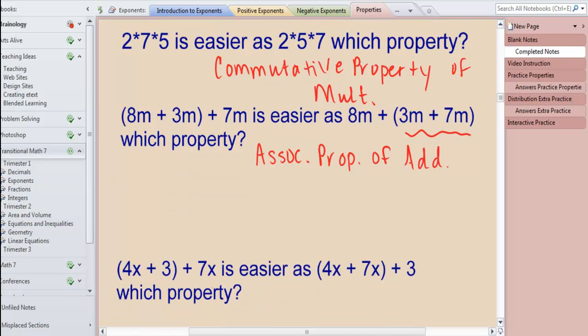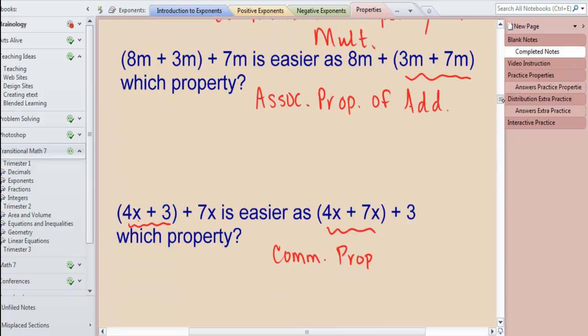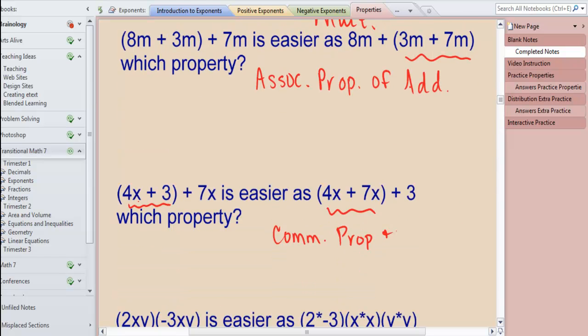4x plus 3 plus 7x is easier as 4x plus 7x plus 3, so that we can add our like terms. So did the order change? 4x, 3, 7x, 4x, 7x, 3. Yes, the order changed. So what property is that? Commutative property. Did the numbers that we have inside the parentheses change? Yes. So that's also which property? The associative property. And these are both going to be of what? Addition.